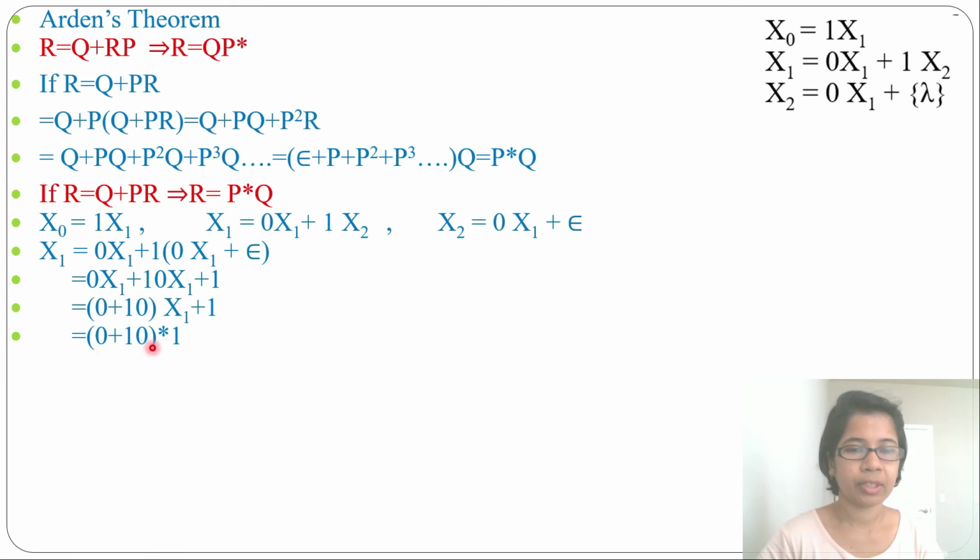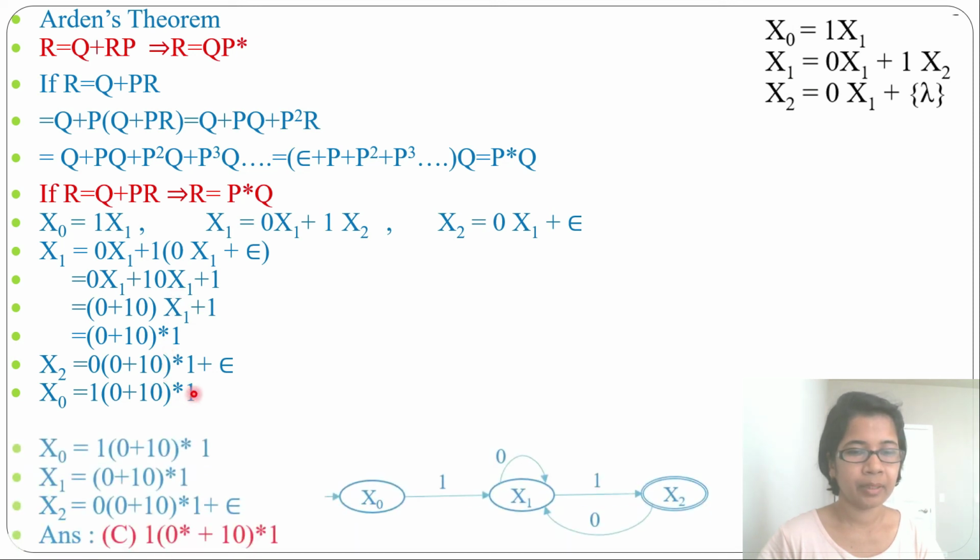Now just substitute this value in x2. x2 will be 0, then in place of x1 we just substitute this. It will be 0 (0 plus 1 0) whole Kleene closure 1 plus epsilon. Now substitute in x0. x0 equals 1, then in place of x1 just substitute this. It will be 1 (0 plus 1 0) whole Kleene closure 1. Now I found x0, x1 and x2, and the question is asking just for x0.